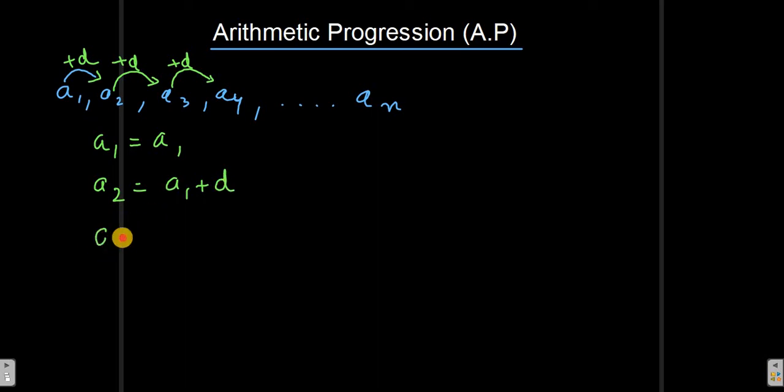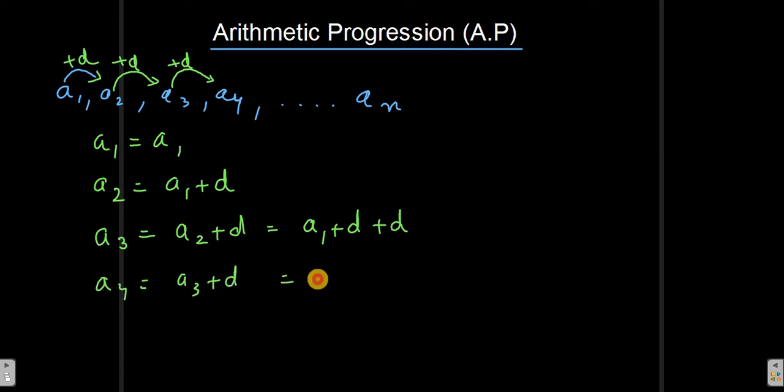Now a3 we can write as a2 plus d, and further as a1 plus d, since a2 is equal to a1 plus d, and one more d. Similarly, a4 can be written as a3 plus d, and a3 as a2 plus d, and again a2 as a1 plus d, so a4 is a1 plus d plus d plus d. Now the most important thing, we can see a pattern there.